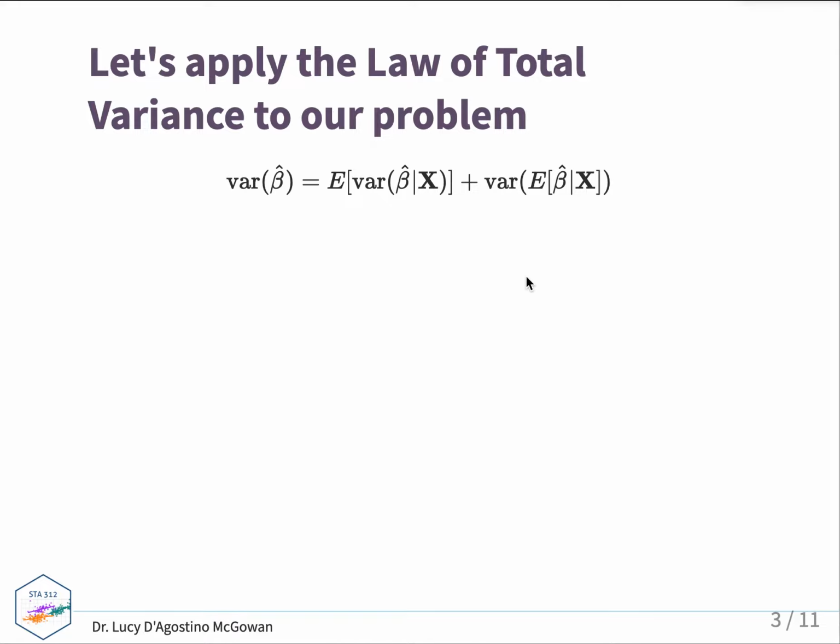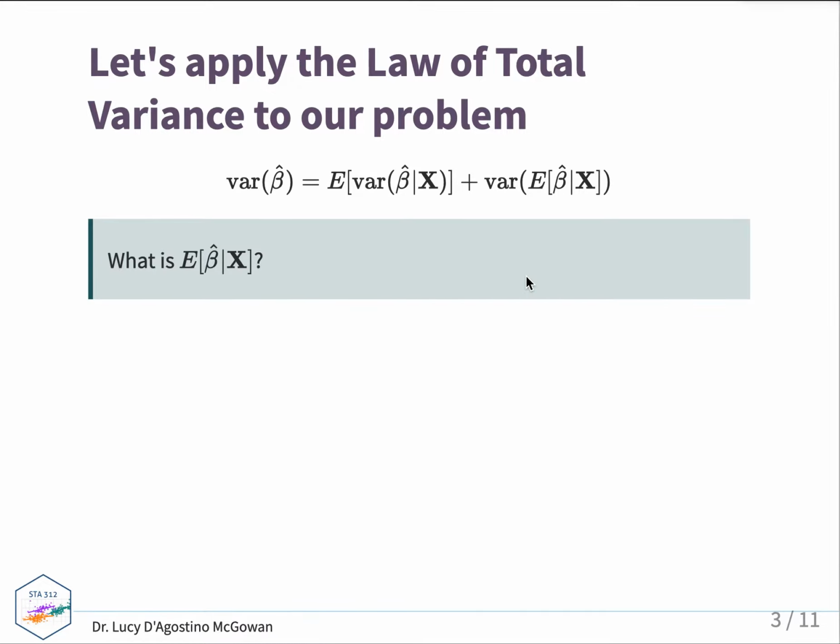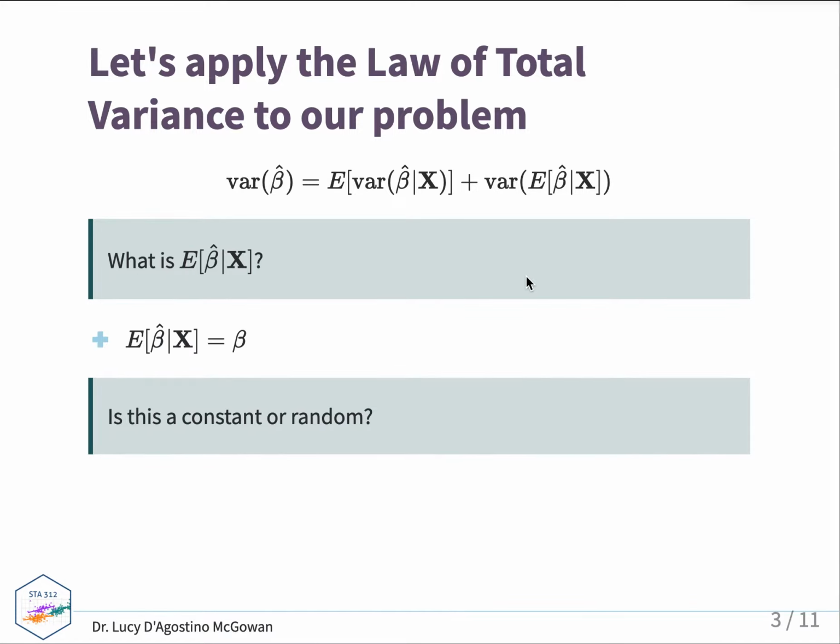So the variance of beta hat is going to be equal to the expectation of the variance of beta hat given x, plus the variance of the expectation of beta hat given x. We definitely know one of the parts of this equation. What is the expectation of beta hat given x? It's beta. We just spent all of last class solving for it. This is what lets us know that beta hat is an unbiased estimator for beta. So the expectation of beta hat given x is beta.